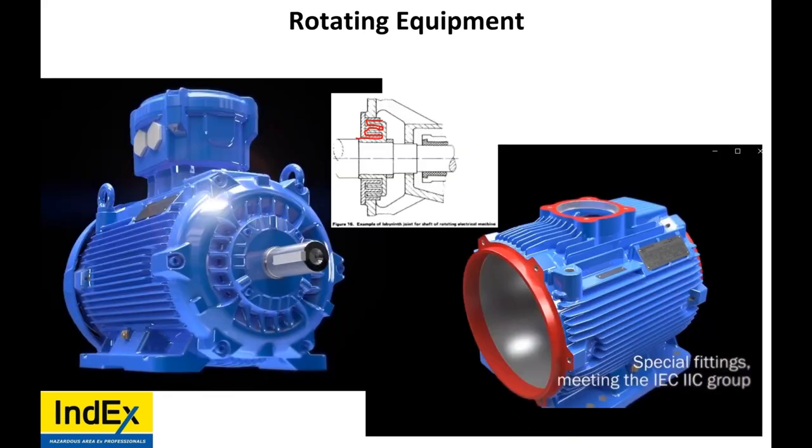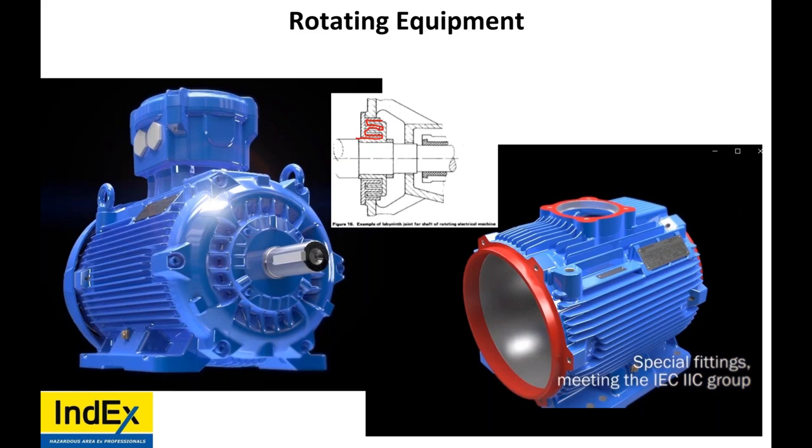Now, rotating equipment. You have multiple flamepath locations. On the right, you have the drive end and non-drive end, plus where the terminal box makes connection with the motor. Once again, on the rotating shaft, you will have a labyrinth or other type of design for flamepath, and then the terminal box up here, if it was a pure EXD motor.